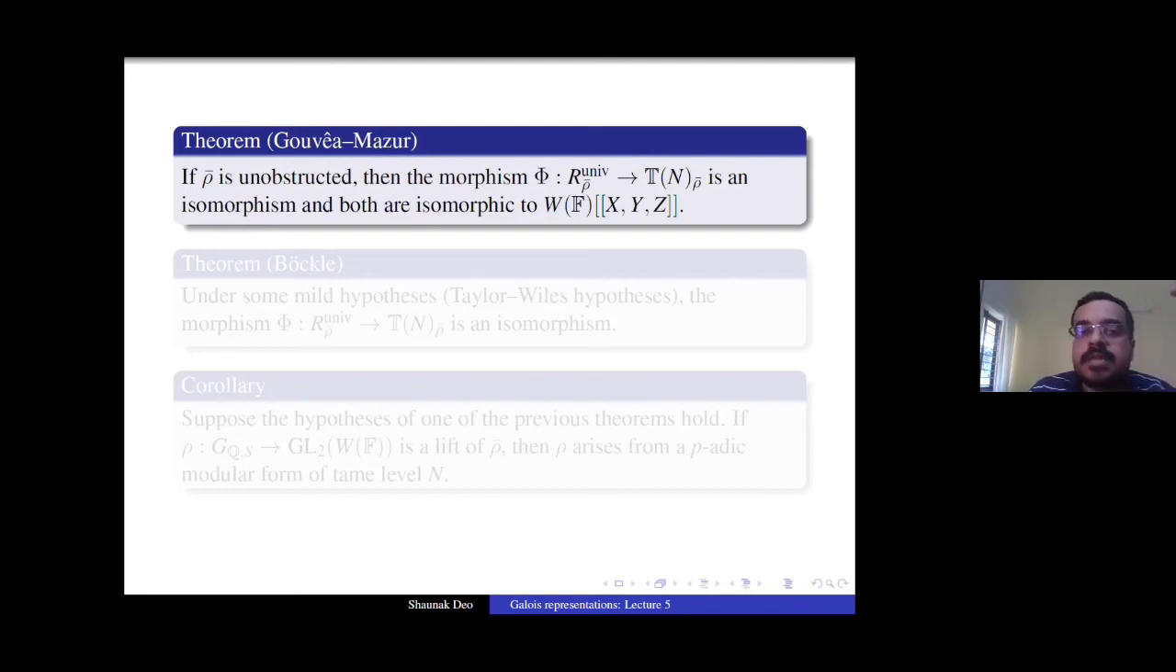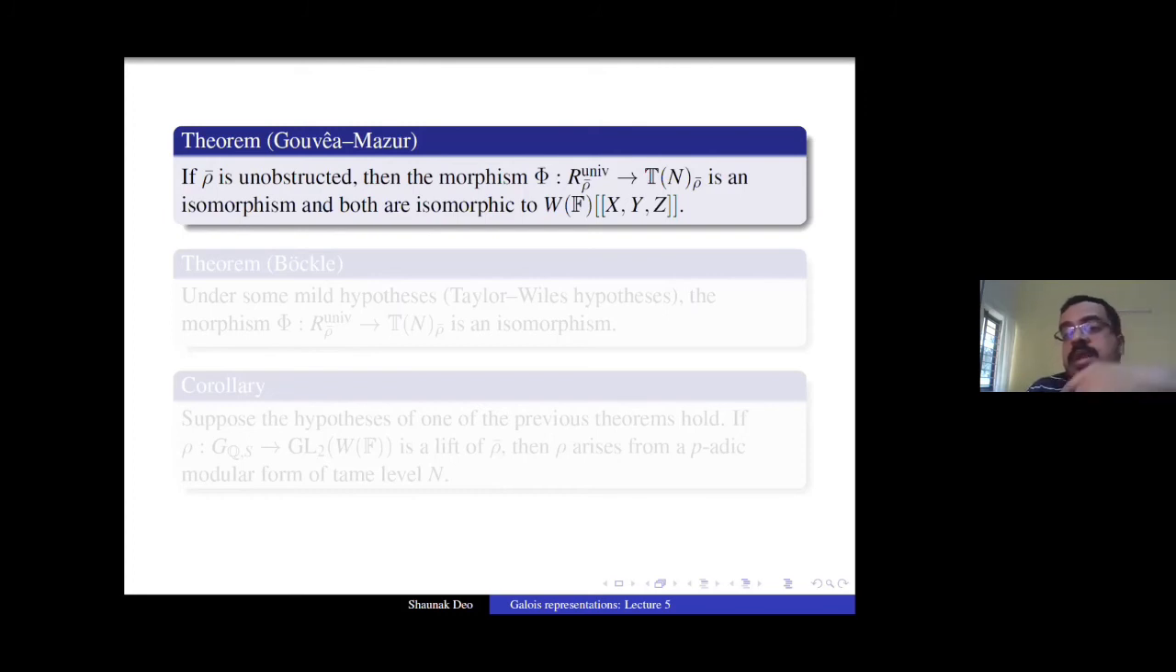This is where the famous Gouvea-Mazur infinite fern argument was introduced. The key step in this proof was proving that T_n,rho bar has Krull dimension at least 4. Because rho bar is unobstructed, we know that R_rho bar^univ is a power series ring in 3 variables. Proving surjectivity of phi is easy, like the way we did last time, but to prove it is an isomorphism we need to prove that T_n,rho bar has at least Krull dimension 4, so that it is at least as big as a power series ring in 3 variables. And that's what Gouvea and Mazur proved.